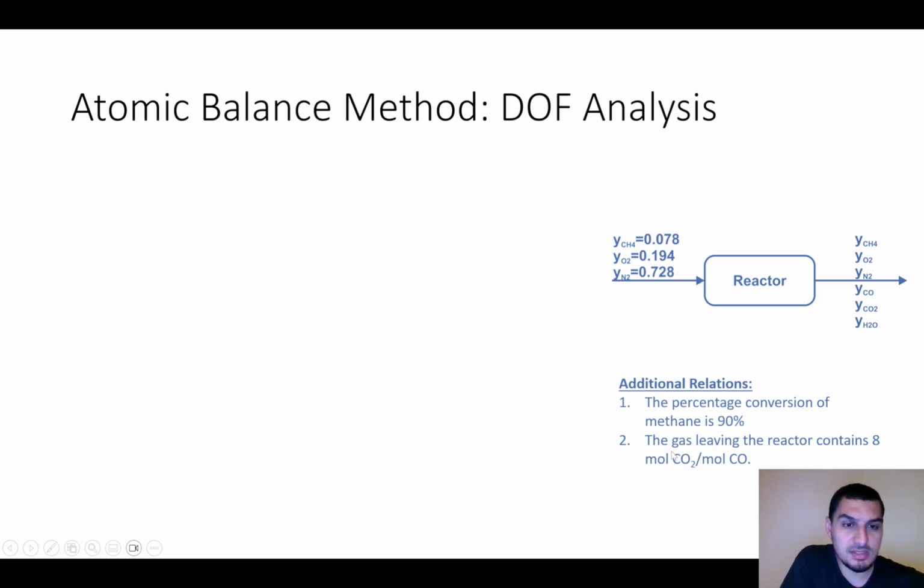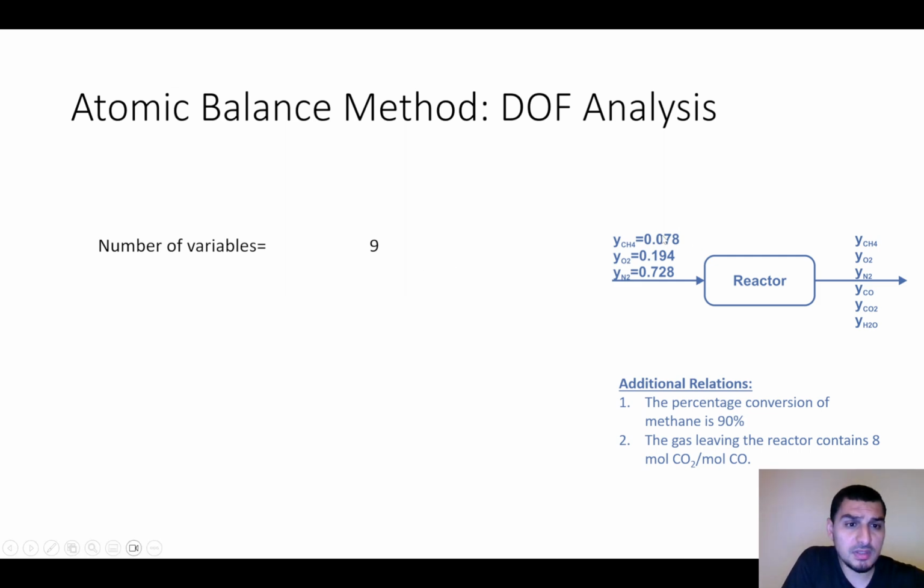I know that these are relations. So for the degrees of freedom, the number of variables here are 3 and 6 in the product stream, so they are 9. And again, I know sometimes this is kind of confusing, but in the extent of reaction method, we include the reactions, but as variables. But in the atomic balance method, the reactions are not included because we don't write the extent of reaction as part of the balance equations. So we have 9 variables.